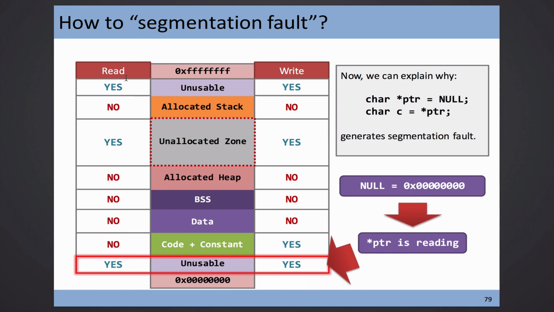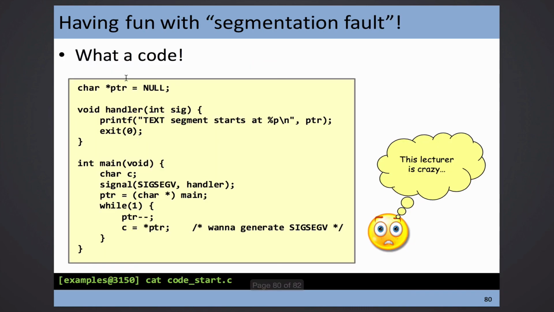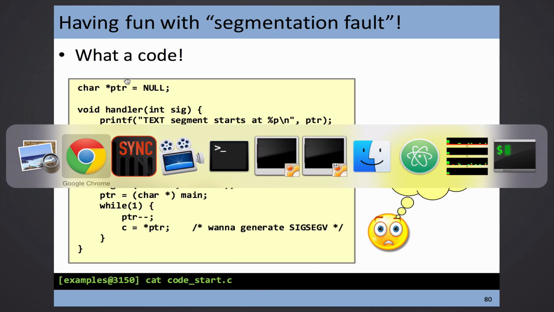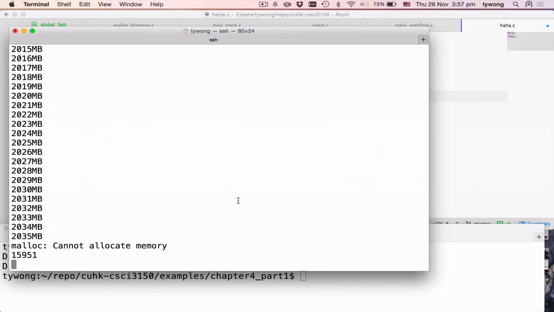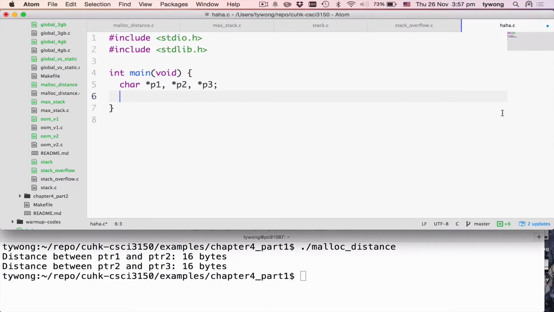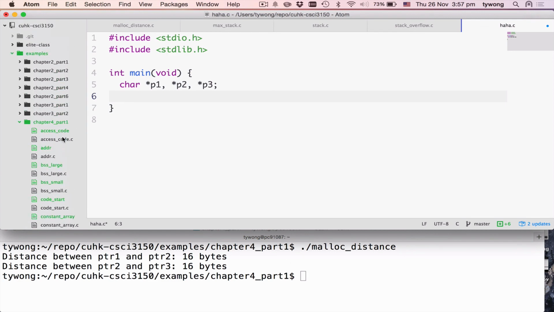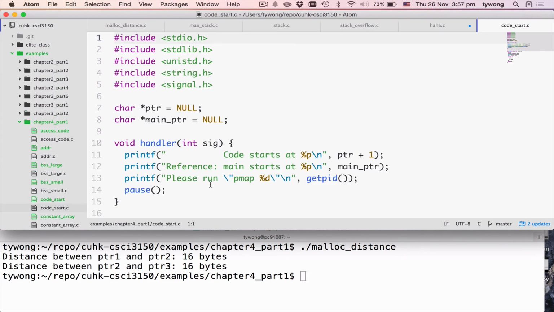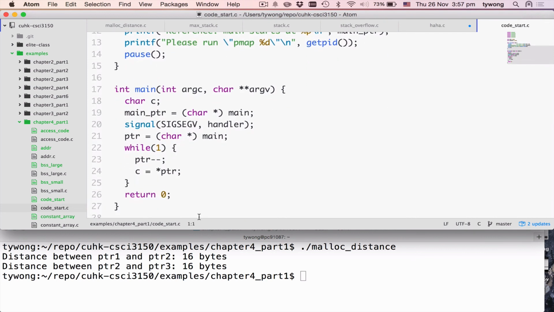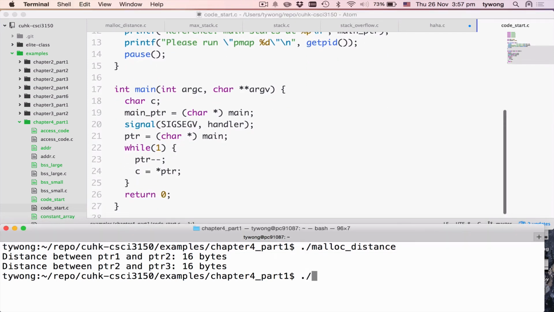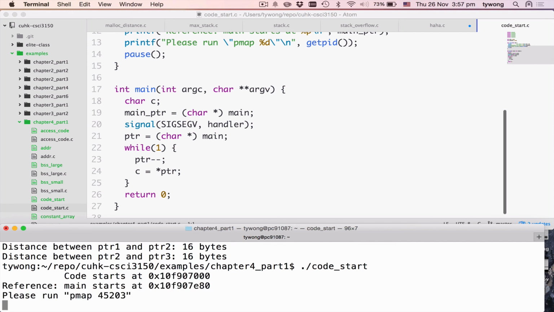So this is a really crazy program, right? I'm measuring something, the bottom of the code segment. And you can see this program runs. Yeah, the program is the code start. Same program, huh? Code start. So it just stops there.